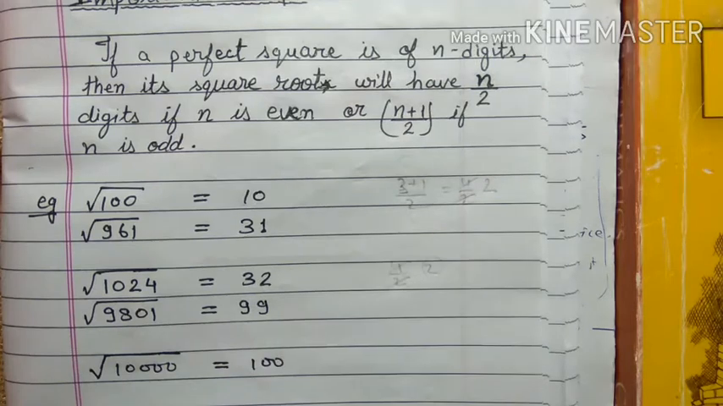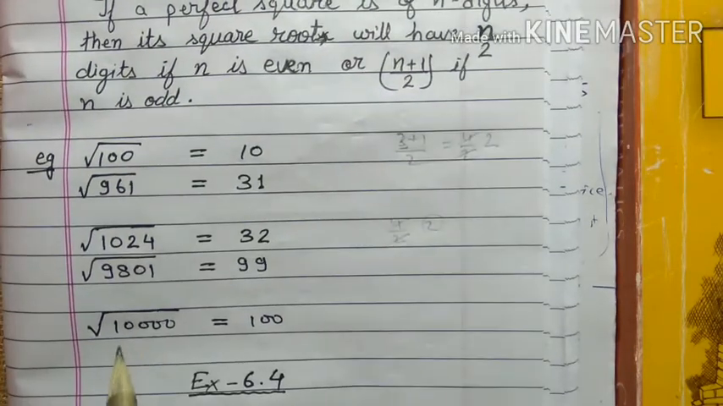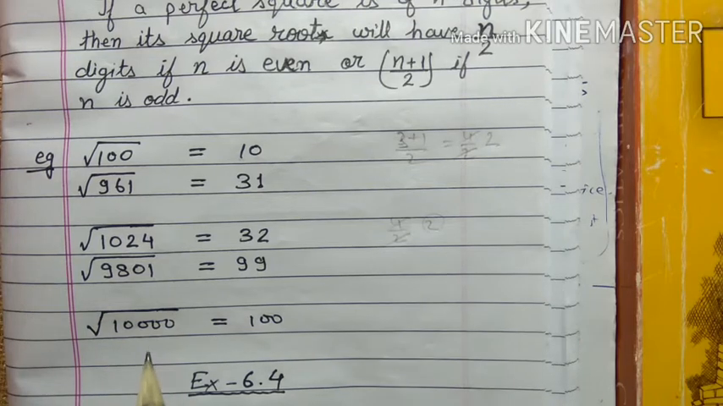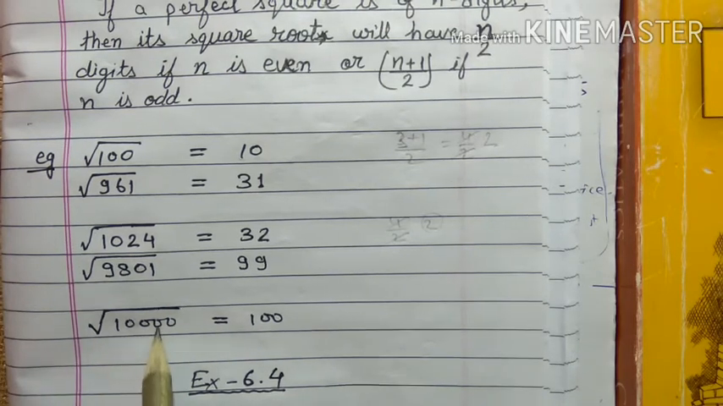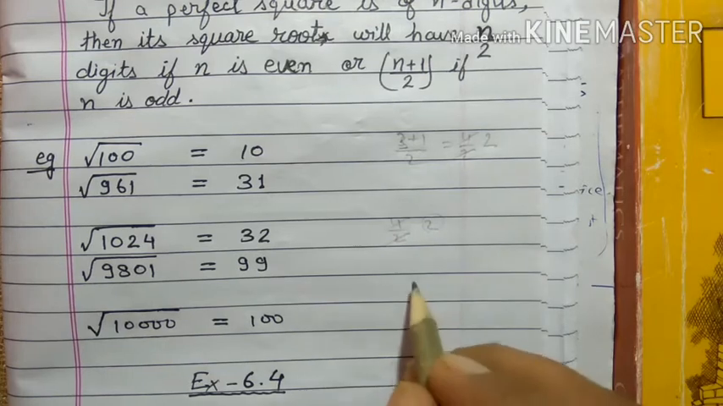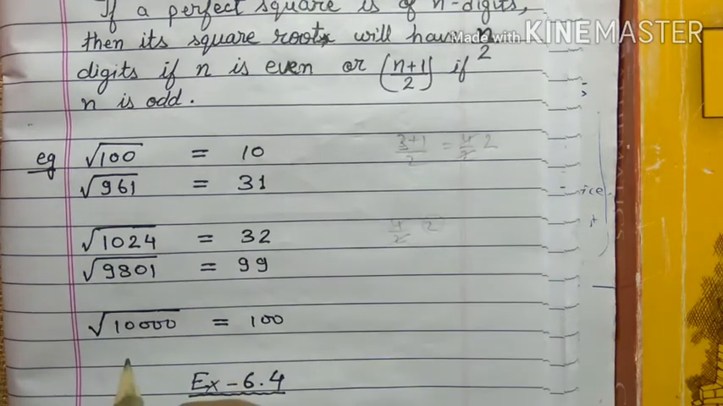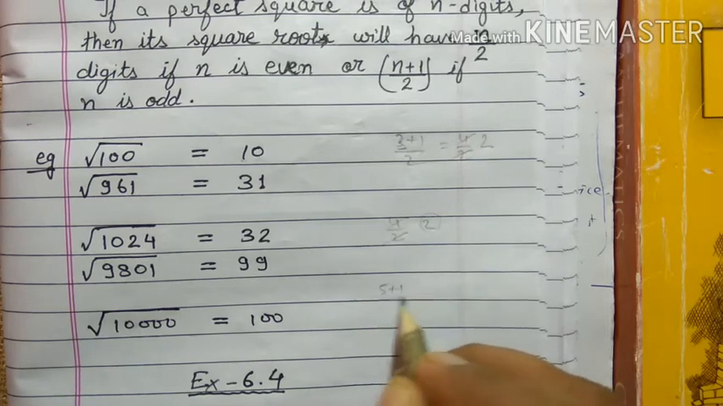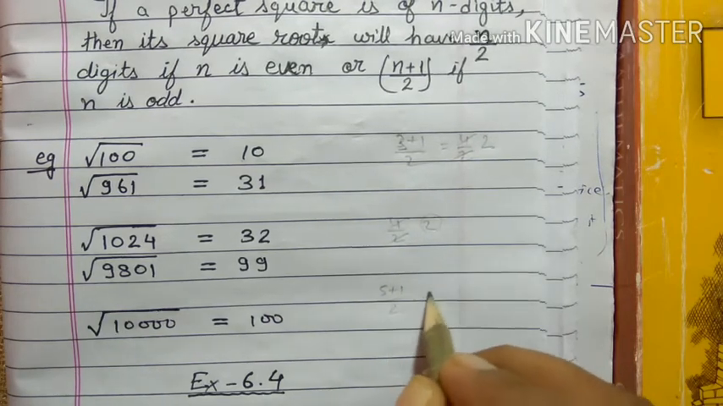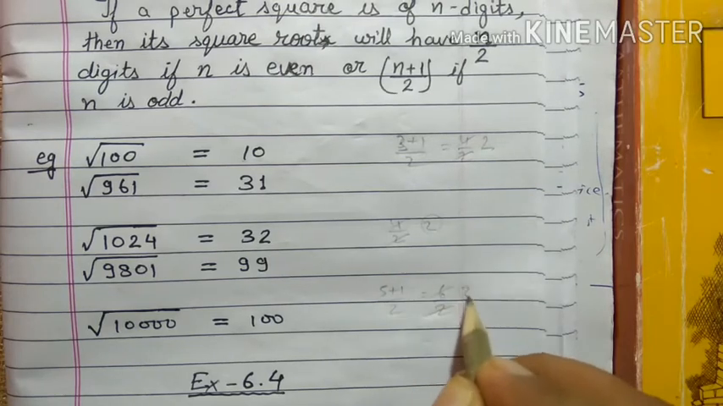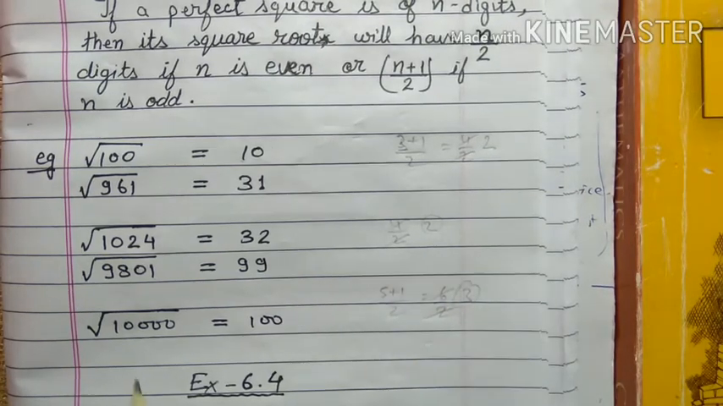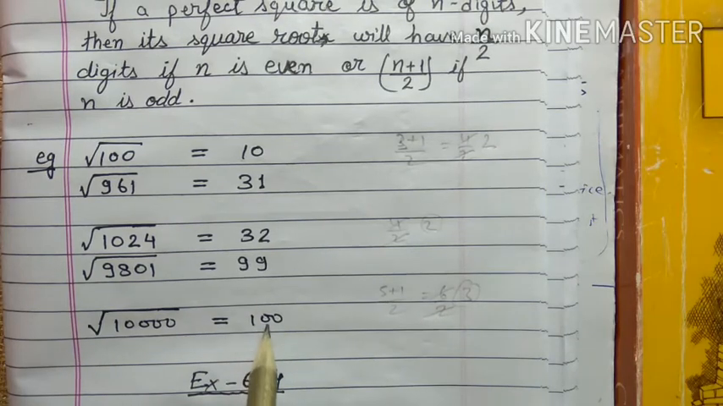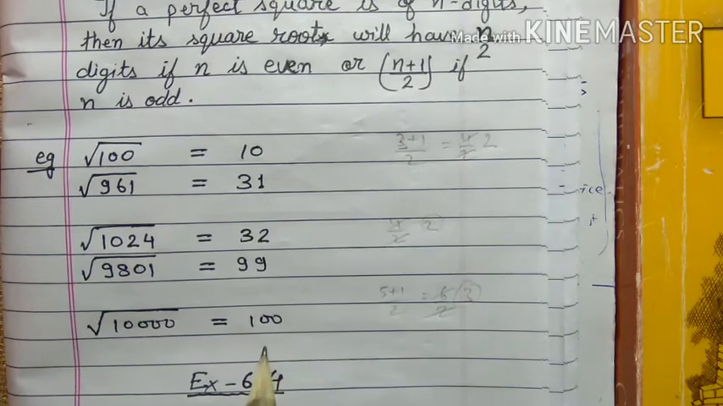Right, one more example, suppose this one, 10,000. So how many digits in 10,000? Check, 1, 2, 3, 4, 5 digits are here. So for 5 digits, 5 is an odd number. So for an odd number we have to take (5 plus 1) by 2, means 6 by 2, and 6 by 2 is 3. So there are 3 digits in the square root of 10,000, and check, the square root of 10,000 is 100. So only 3 digits are here.